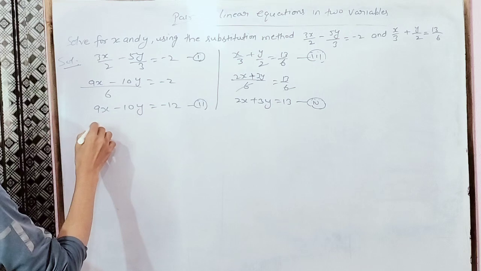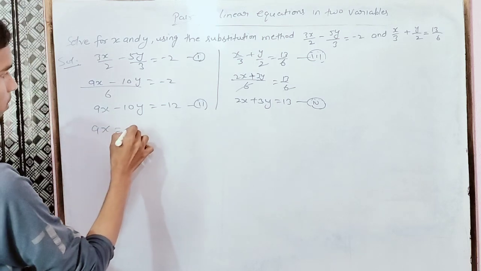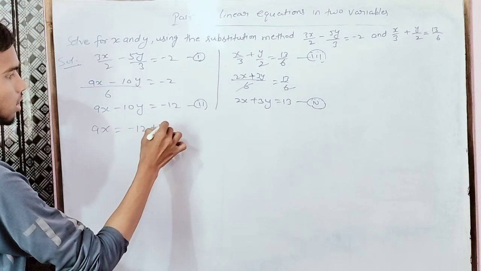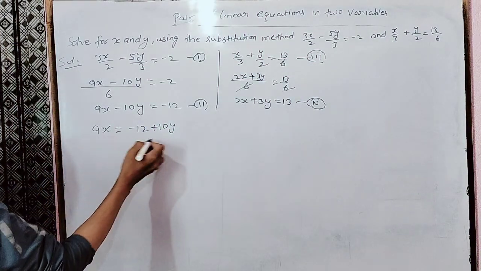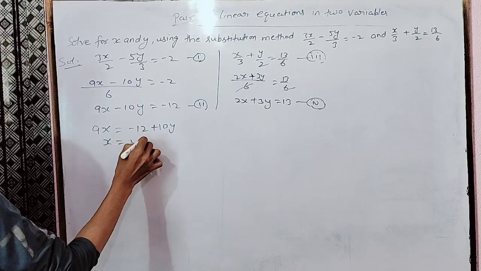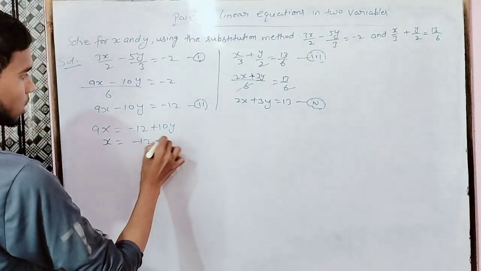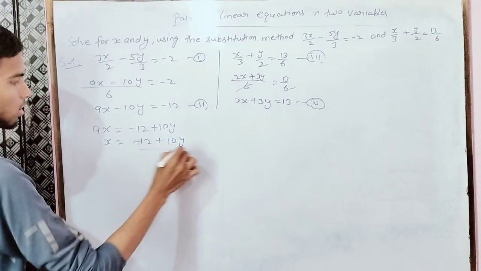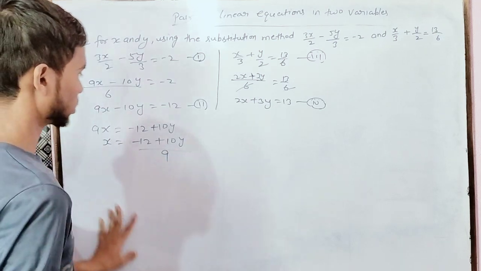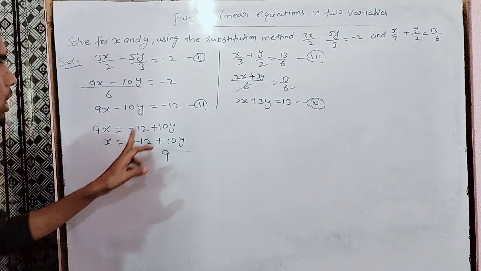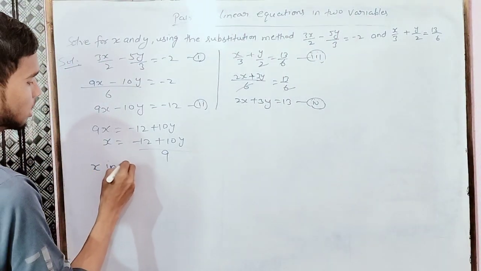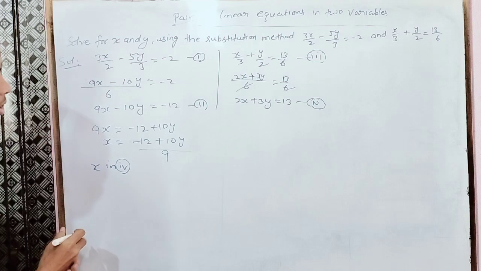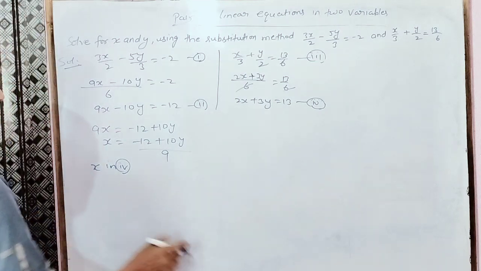Let's say 9x, okay, minus 12, and this is 10y. So we will shift this to this side. x is minus 12 plus 10y upon 9. We will substitute this value in this. So here you can see x in equation 4. x in equation 4. Okay.